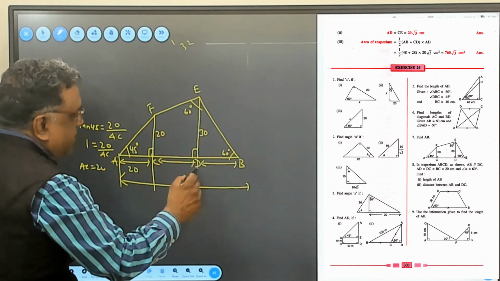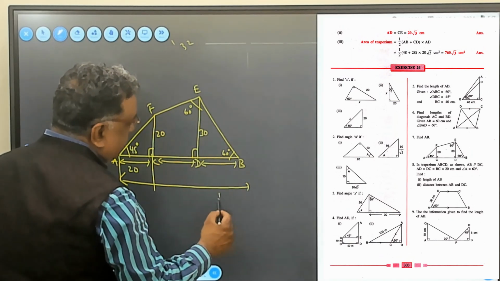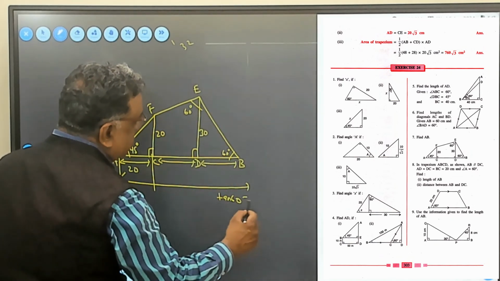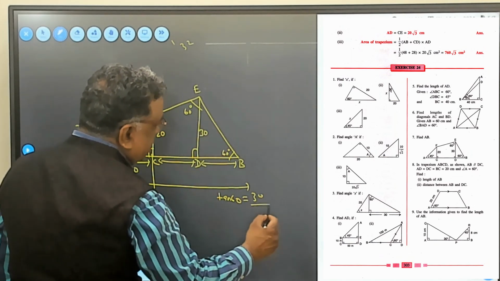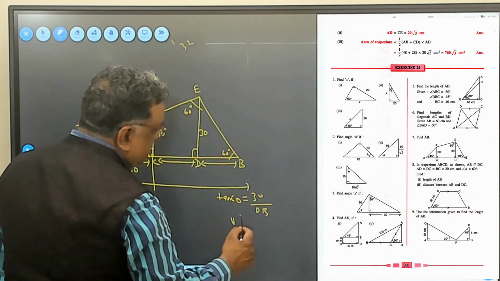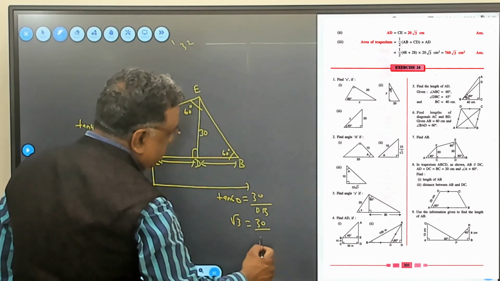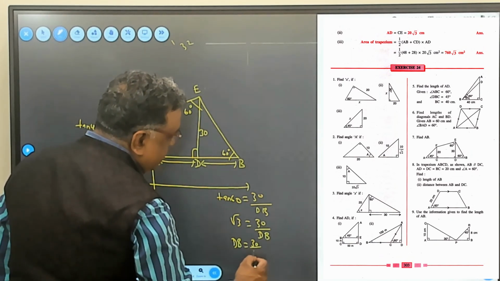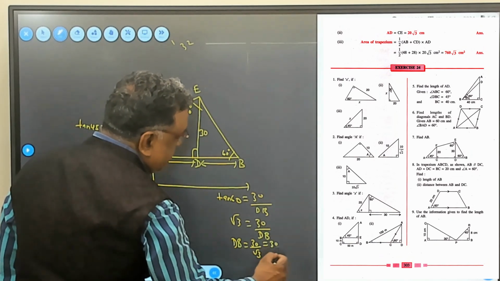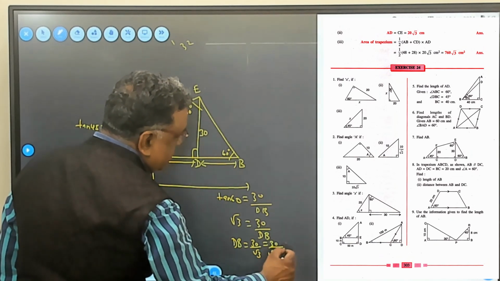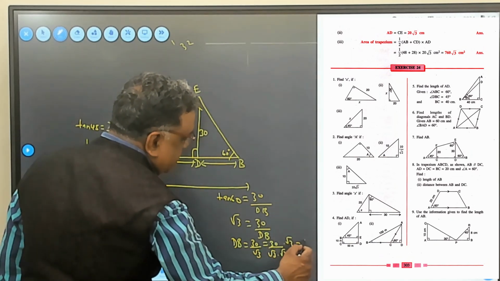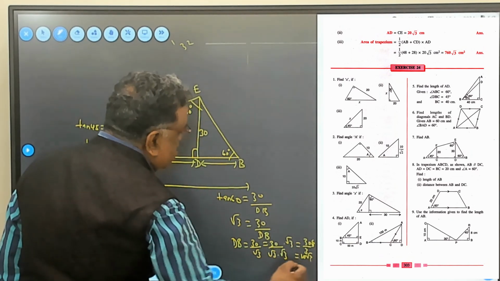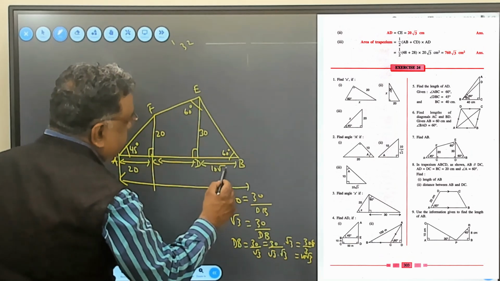Similarly, I can find out DB. How? I can use tan 60 in this triangle, DBE. Tan 60 is opposite, which is 30 upon DB. Tan 60 is root 3. So DB becomes 30 upon root 3. If I rationalize the denominator, I multiply by root 3. So this becomes 30 upon 3 root 3, which is 10 root 3. So I got this also. This is 10 root 3.